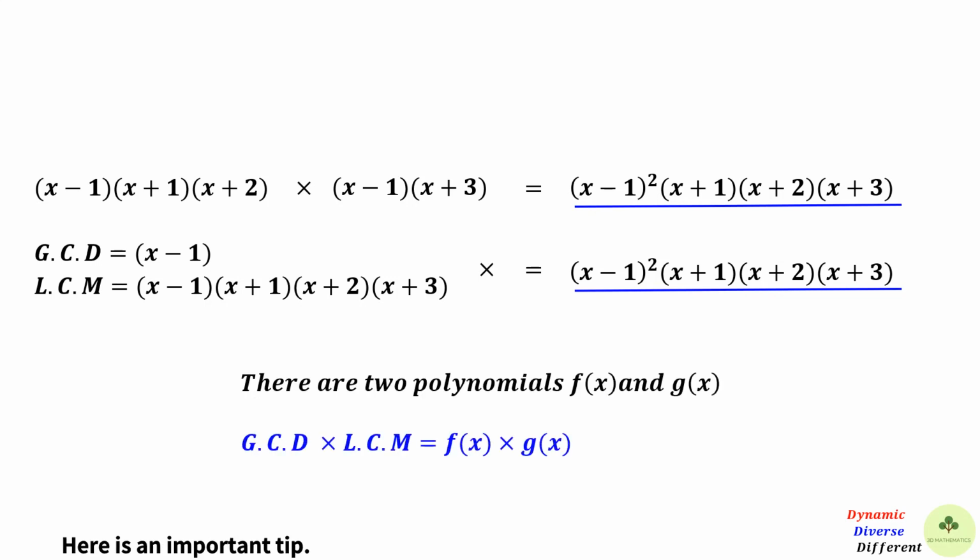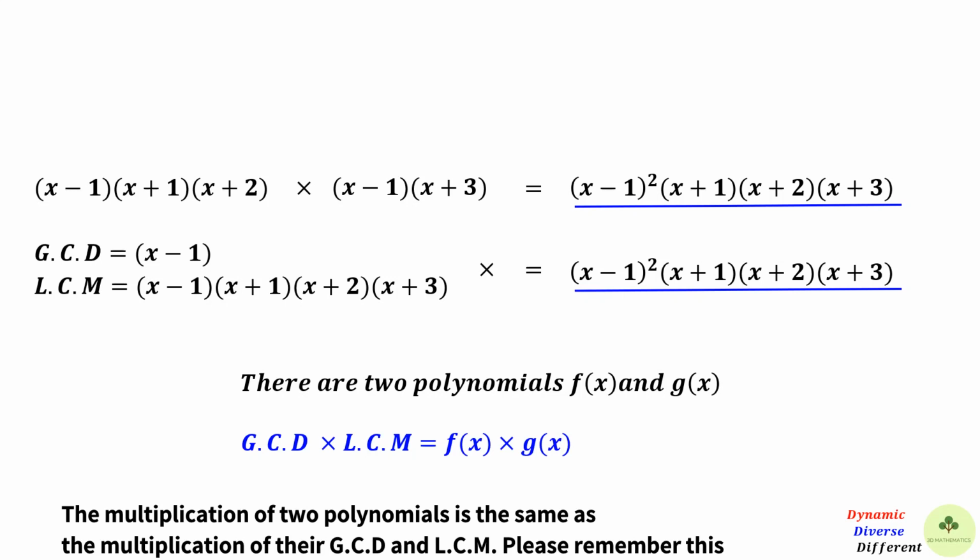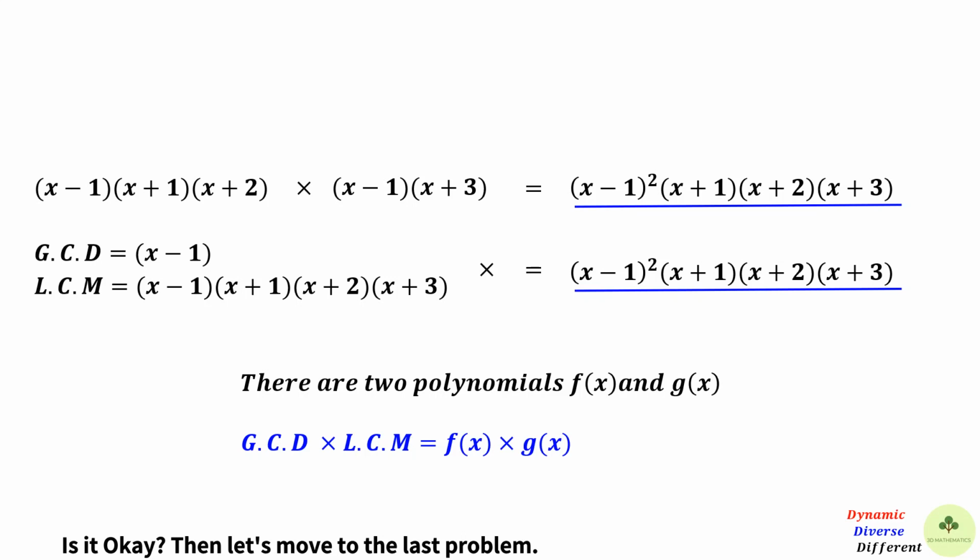Here is an important tip. The multiplication of two polynomials is the same as the multiplication of their greatest common divisor and least common multiple. Please remember this. Is it okay? Then let's move to the last problem.